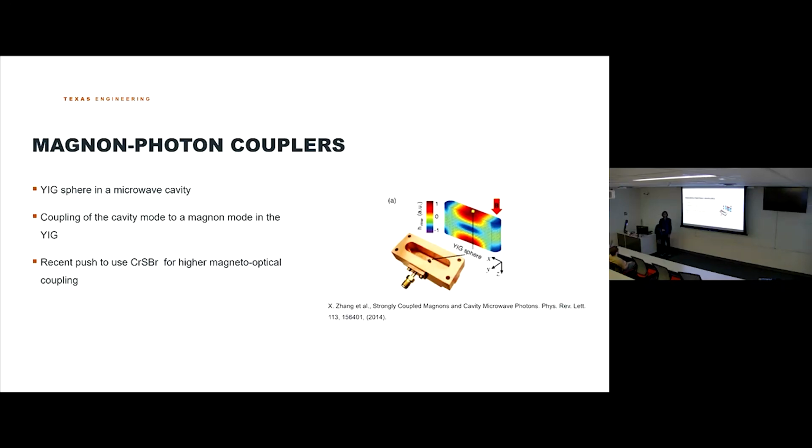And I know I mentioned a lot of the past devices were all using YIG because it's a very high quality magnetic material and easy to fabricate. But recently there's been a push for this new CrSBr material because it has a very high magneto-optical coupling, and this can be important for quantum computing applications where you want to couple to qubits in an entangled system.